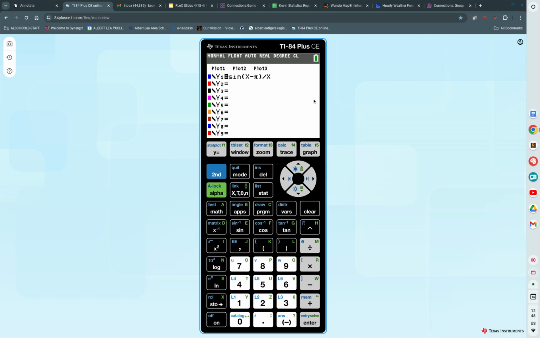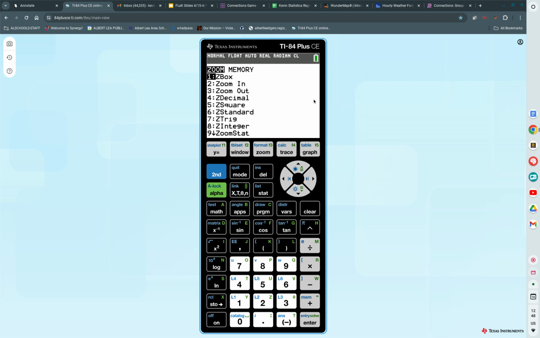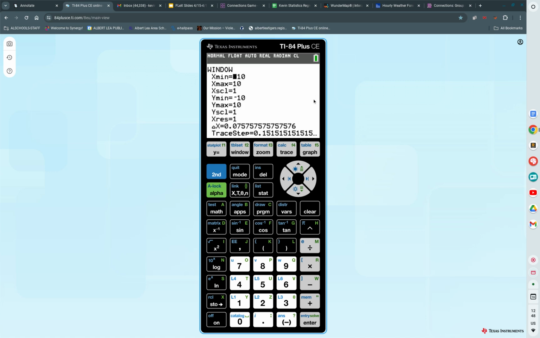So, sine of x minus pi divided by x. And I'm going to make sure that I'm working in radians, not degrees. I know that that's an issue from time to time. And I'll zoom standard just to get an idea what this graph looks like. I guess that's what we get. If you'd like a little bit more of a graph, just understand that if it's sine of x, the amplitude is 1. So if I change my window to, say, -2 and +2, I might get a better view.